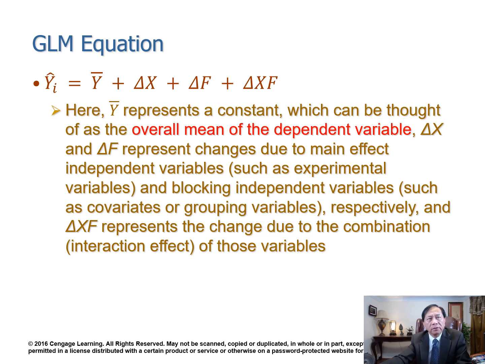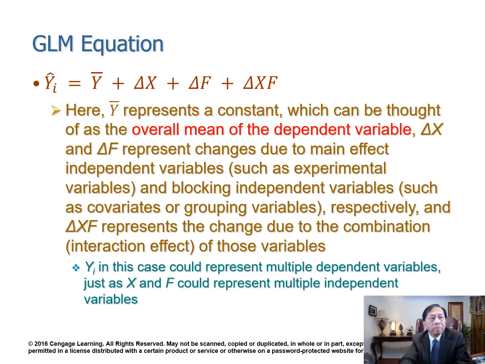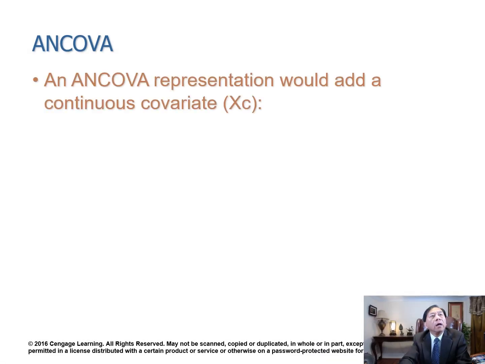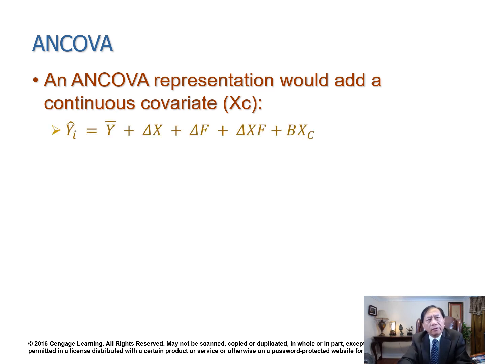That's why it's called a general linear model, and it kind of summarizes all. Yi in this case could represent multiple dependent variables, and x and f could represent multiple independent variables. So Yi in this case is the multiple dependent variables. The ANOVA representation would add the continuous covariate x. That will be a novel representation using the general linear model.